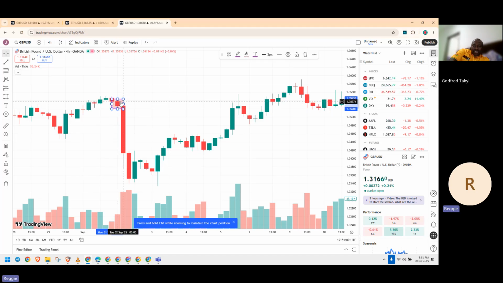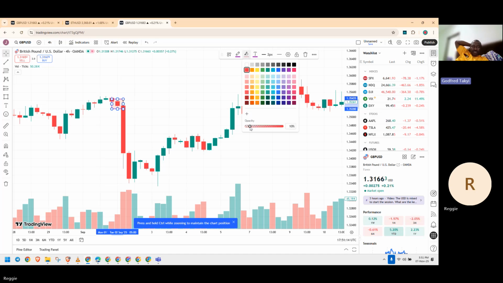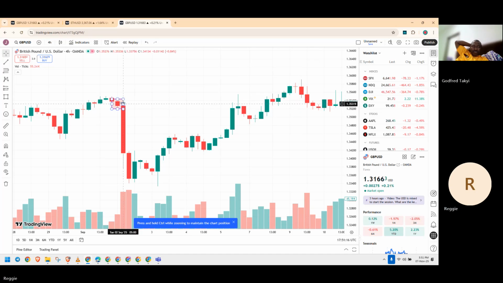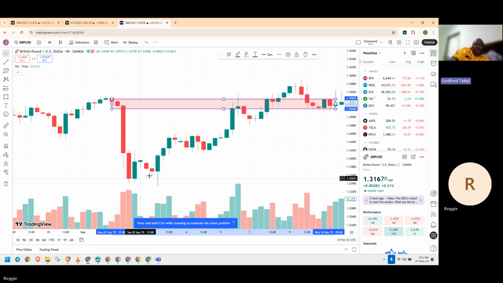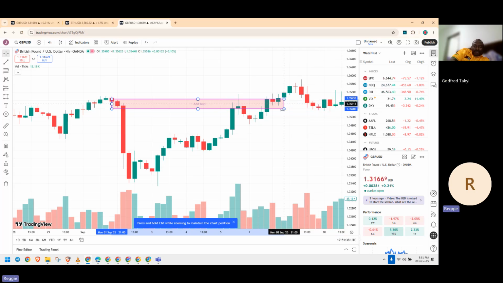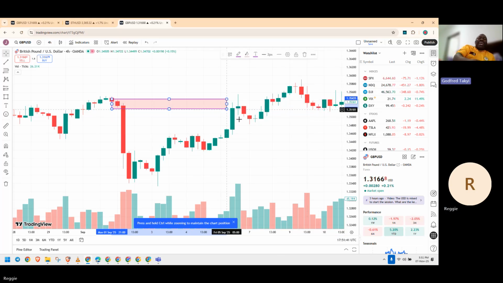Please, can you see? Highlight it the way we did it. Highlight it to the right. Okay. What's the name of the word? Unmitigated. It's been mitigated. No, don't say it's been mitigated. By the time you were drawing it, all these candles on your right had not been formed. Because now price has gone a long way. So what we are doing is we are going back. Okay.